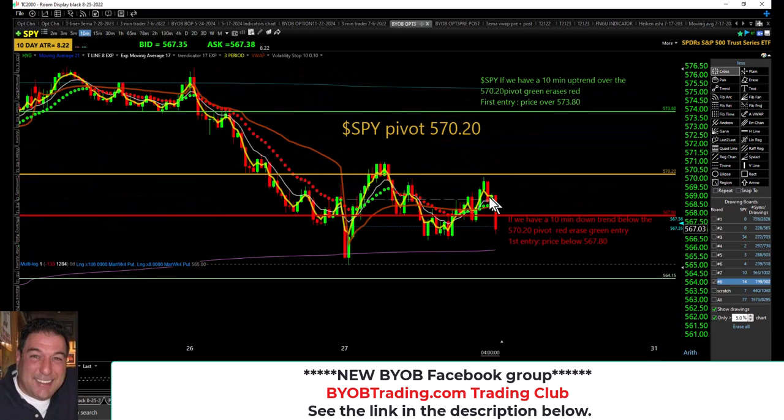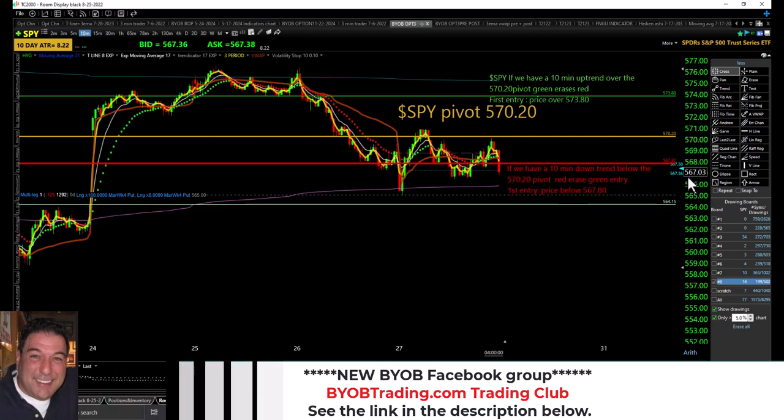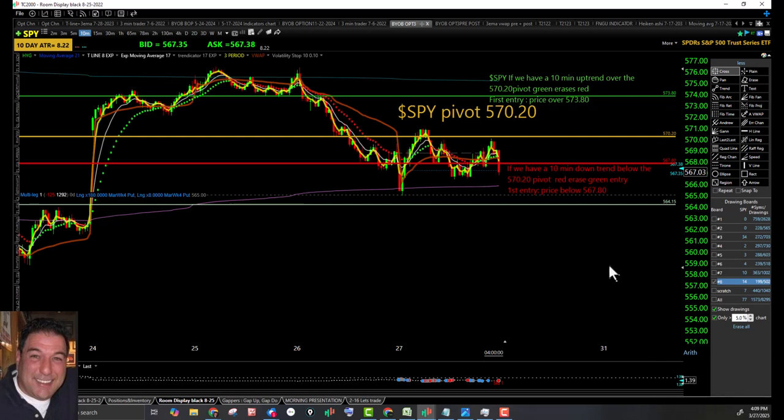10-minute downtrend, 2-hour downtrend, daily downtrend. You have quite a few 570 puts expiring tomorrow. I think I'll be okay on those. I got some. Mine aren't 570. If you got 570 puts, you should already be green right here.